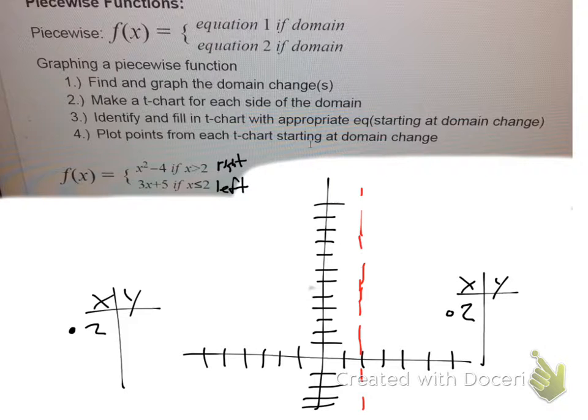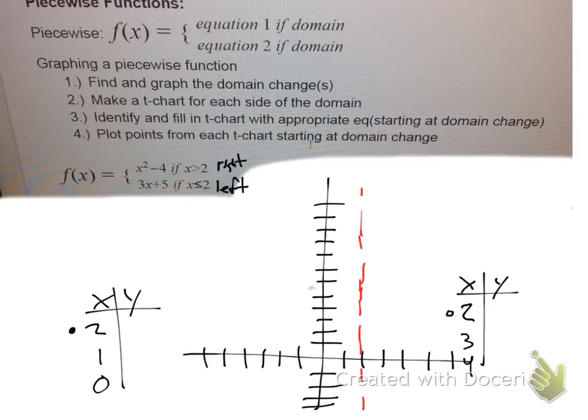And then this is what I do. Again, like I said before, I'm going to walk away from the line. So if I start at the line at 2 and I go to the left, the next one is 1 and then 0. So guess what? I'm going to put 1 and 0 into my t-chart. Going in the other direction, I'm going to put 3 and 4.